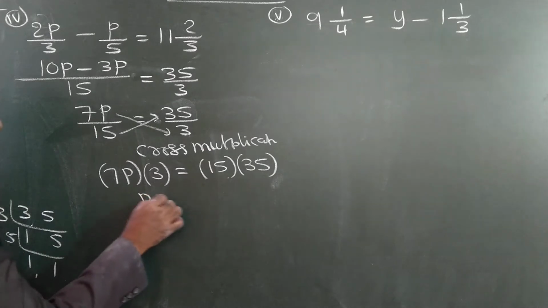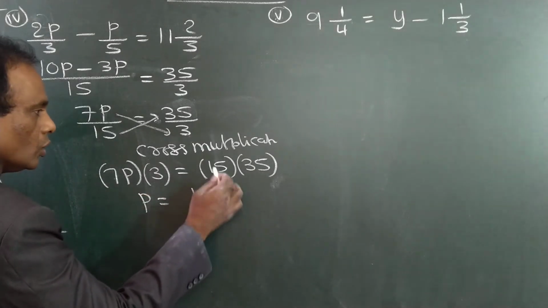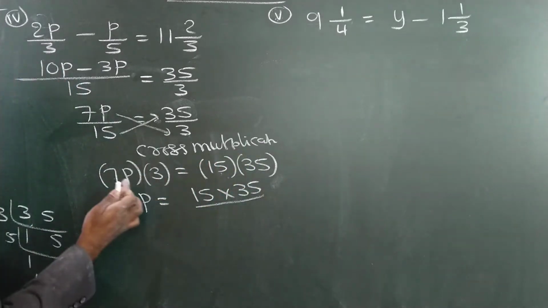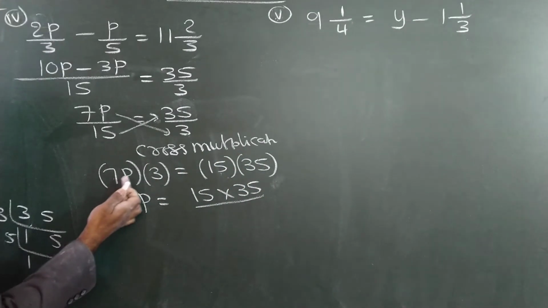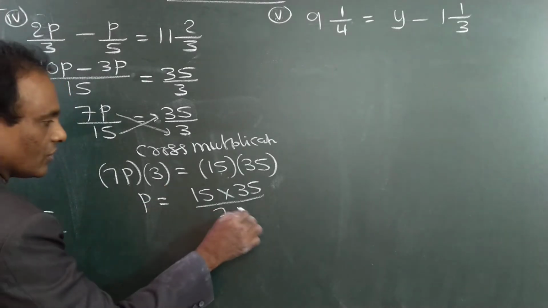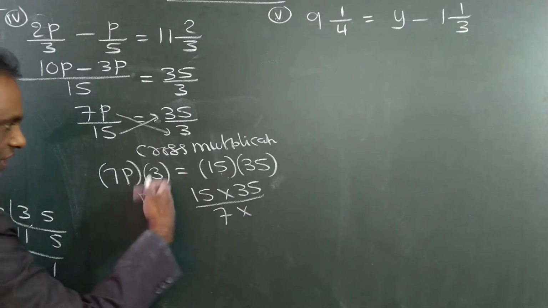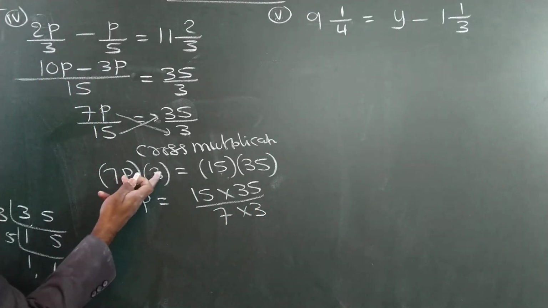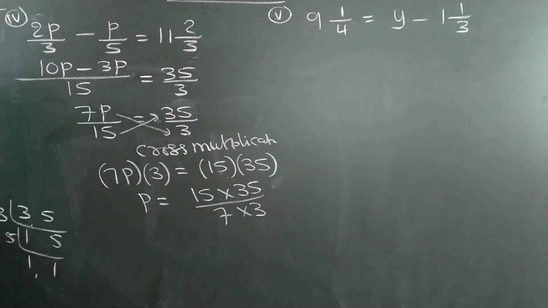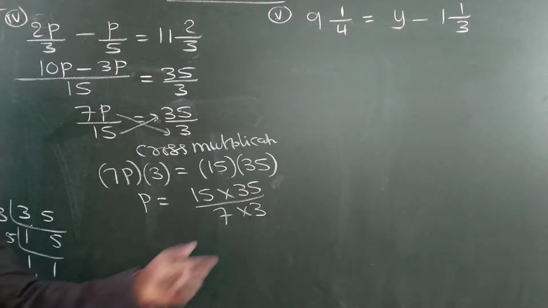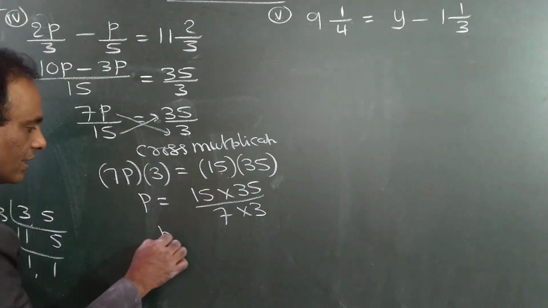So p is equal to 15 into 35. This we will get in the denominator. Here it is into, meaning 7 into p. So 7 is taken to the right side in the denominator. This 3 also will be in the denominator, because these are in multiplication. 7 will go to the denominator, 3 will go to the denominator. Simplify it and get the answer.